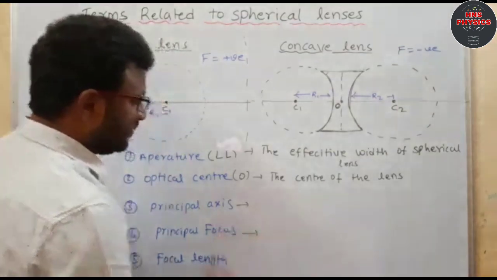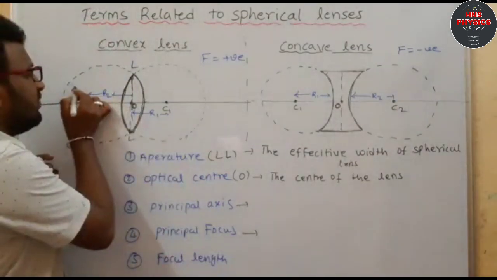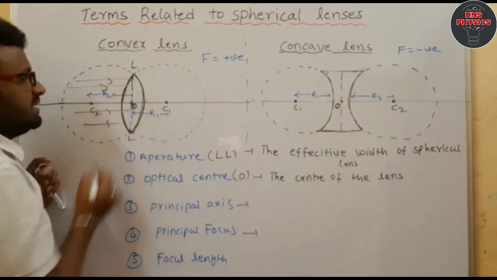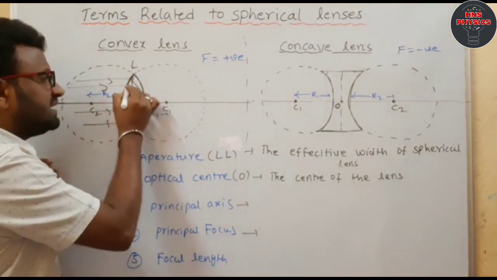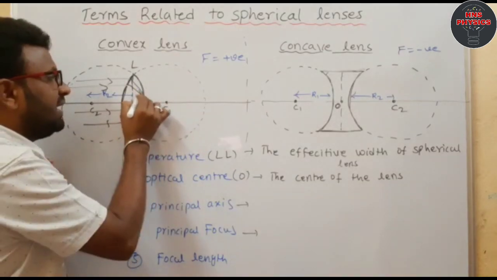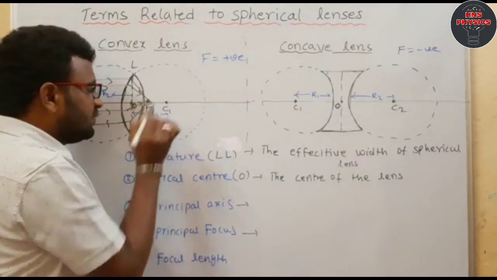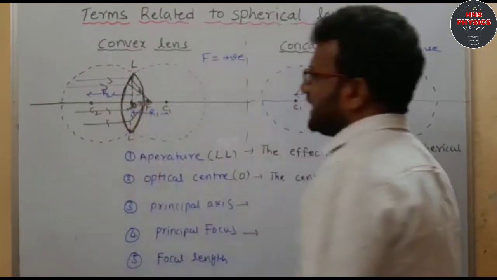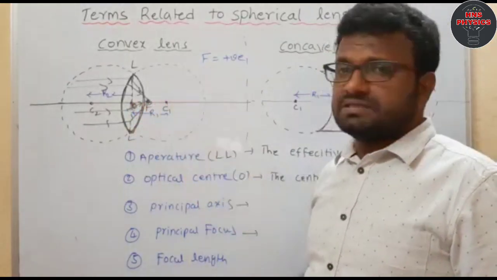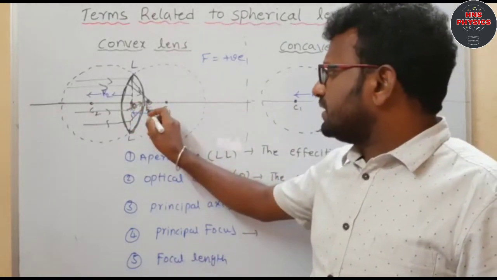Next, come to principal focus. Principal focus is nothing but when a parallel beam of light is incident on a convex lens, after the refraction all the rays meet at one point on the principal axis. That is principal focus. That principal focus lies exactly between the optical center and C1. So that's why we can take this as F1.